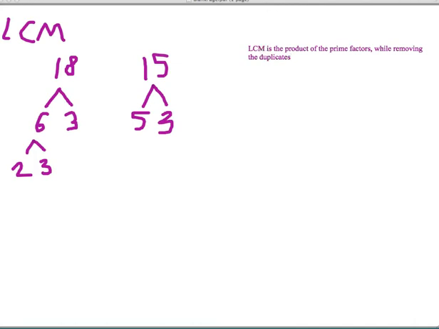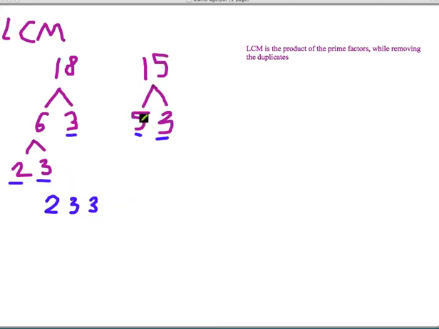All right, so let me show you what I mean by that. So here we have 2, 3, and 3 for 18, and then 5 and 3 for 15. So to get 18, we need to have a 2 in there, and we need to have a 3 in there, and we need to have another 3 in there. So we need to have a 2, a 3, and a 3 in this larger number to get 18. So we put these in our order.